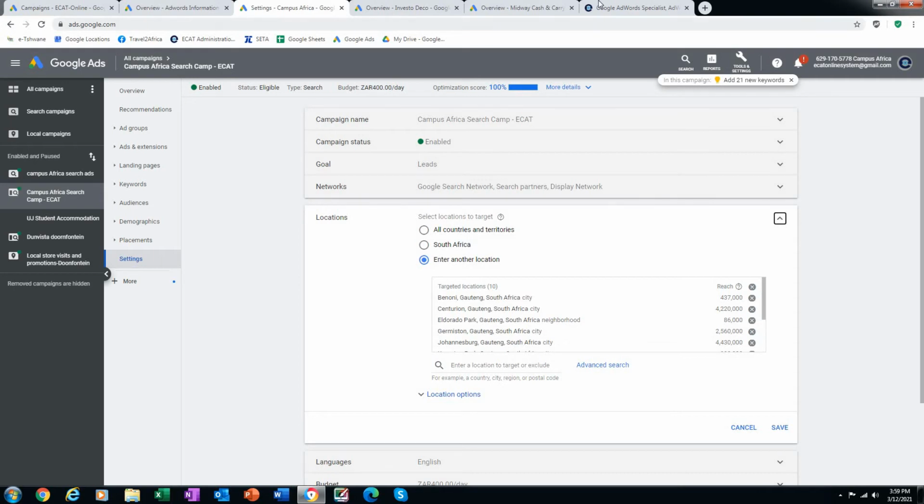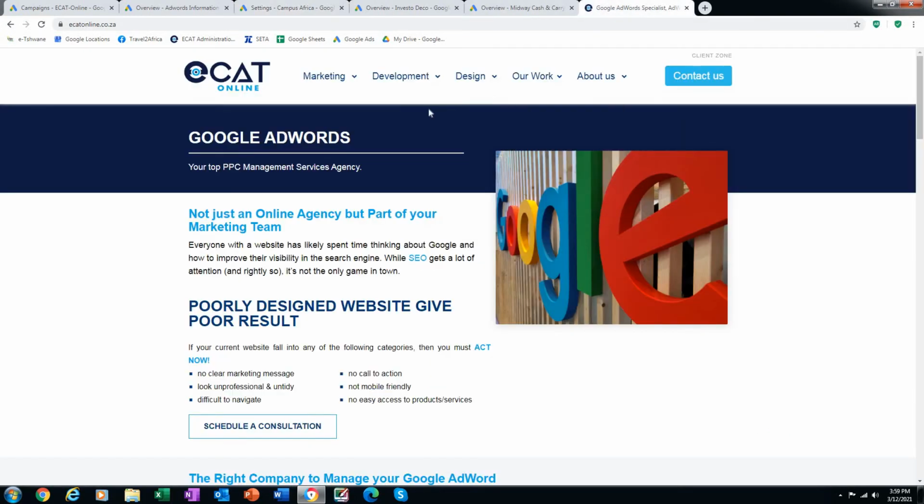Okay, let's move right along. Number 2 is targeted keywords. Make sure your keywords are specific and straightforward. What do I mean by that? For example, Campus Africa, the one that I just used right now.